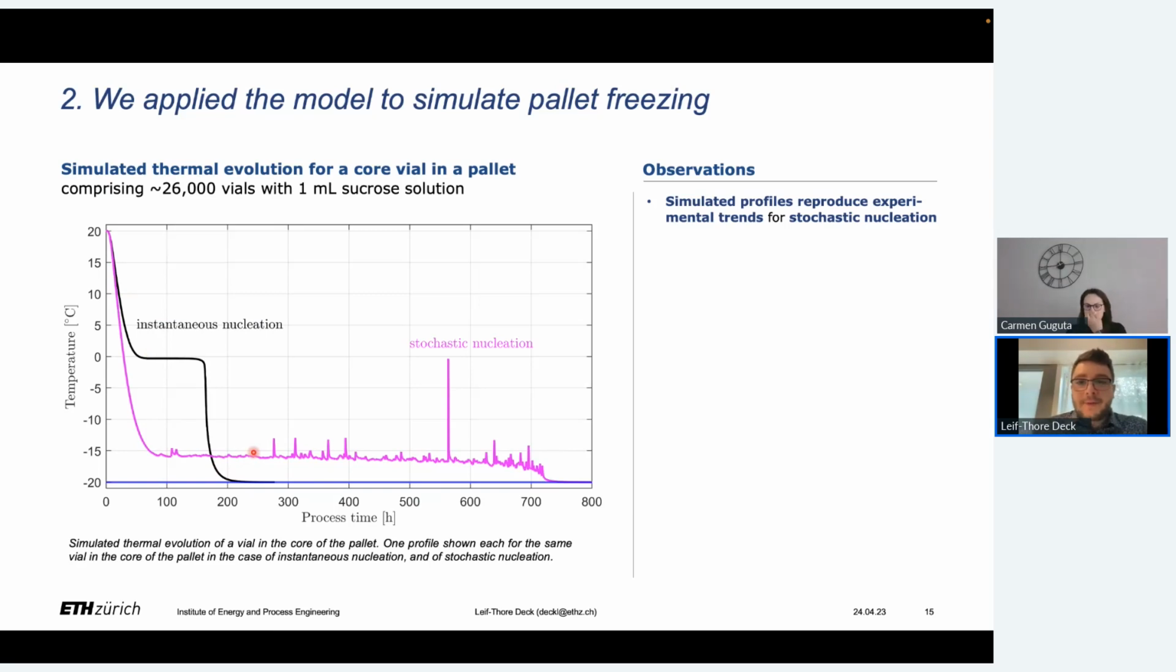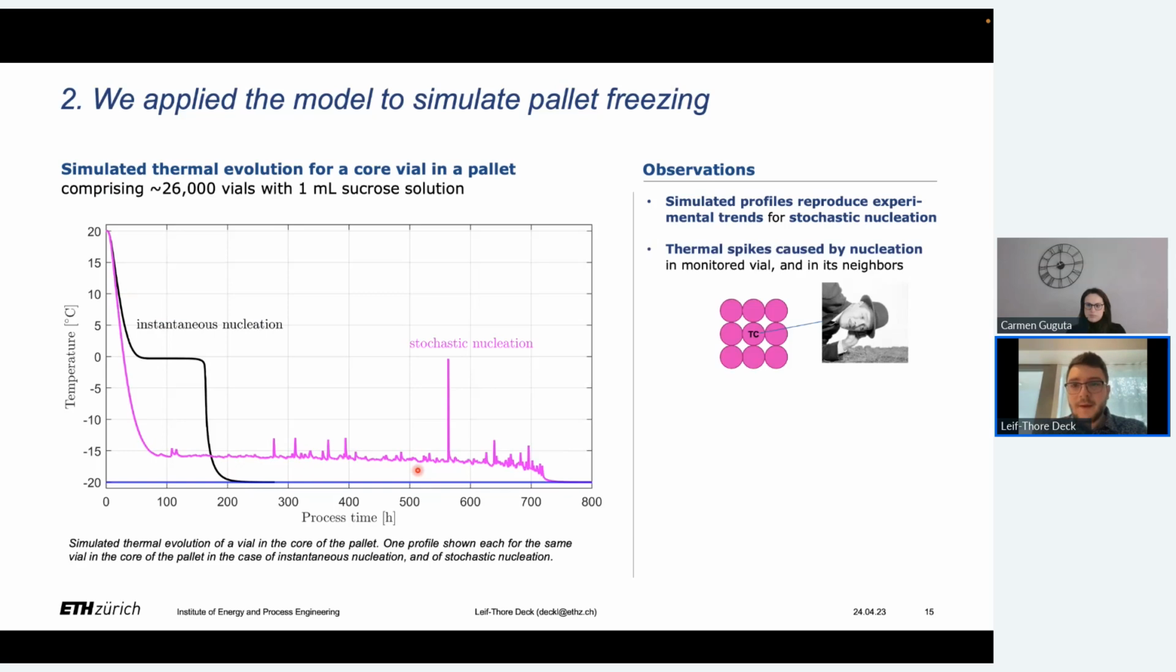But the key point really is that with this stochastic model, we can reproduce these experimental trends that we have seen before. And I would like to highlight a couple of things here. The first one is we see thermal spikes, right? We see one big spike as seen before that shows us when nucleation happens actually in the vial that we monitor with the thermocouple. But we can also see nucleation events in the neighbors.